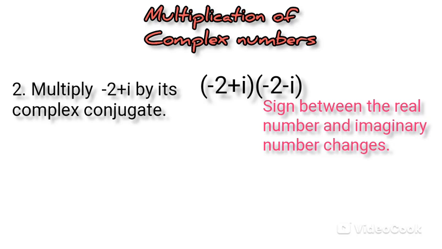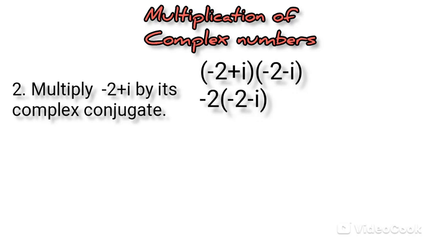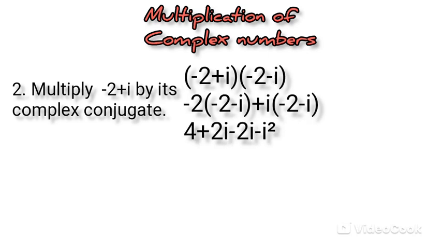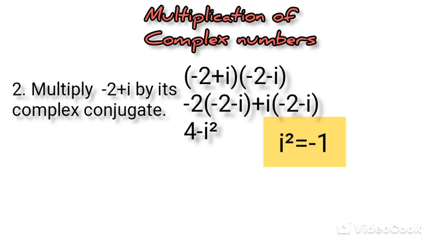Okay, now we multiply the negative 2 by all the terms in that bracket and the positive i by all the terms in that bracket. So this is going to give us 4 plus 2i minus 2i minus i squared. Okay, we see those two i's go. Boom. And now we have 4 minus negative 1. Okay, negative multiplied by negative is positive, and this is giving us 5.